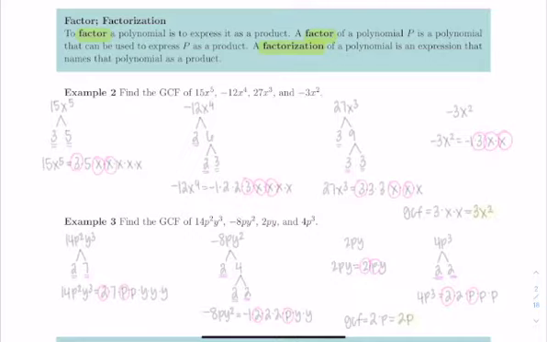So let's look at 15x to the 5th. Well, 15, that's 3 and 5, and both of those are prime. And so we can write 15x to the 5th as 3 times 5, and then we have 5 x's, because that's what x to the 5th means. Let's look at negative 12x to the 4th. Don't worry about the negative too much until the end. So let's just pretend we're looking at 12.